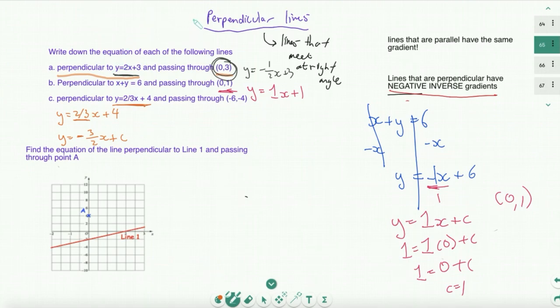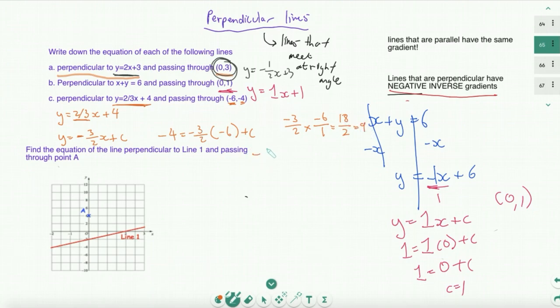And then to find the c value, I can plug in negative 6 and negative 4. So y is going to be negative 4, because negative 4 is the y-coordinate, equals negative 3 over 2 times x, which is negative 6, plus c. So first we have to do negative 3 over 2 times negative 6. Let's write it out here. Negative 3 over 2 times negative 6. I'll turn negative 6 into a fraction, negative 6 over 1. Top times top. Negative 6 times negative 3 is positive 18. 2 times 1 is 2. 18 divided by 2 is 9.